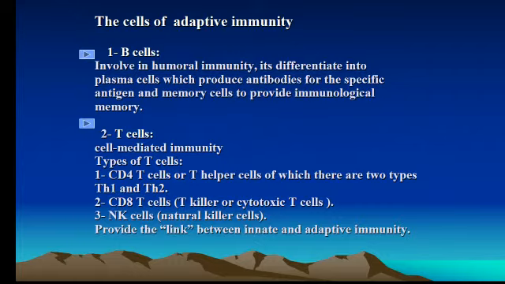Next, number 2 is T cells. These are the cells used in the cell-mediated immunity of adaptive immunity. Types of T cells, of course, they are cell-mediated immunity, not the humoral immunity. They are cell-mediated immunity, as we mentioned before in the previous slide. The types of T cells in cell-mediated immunity.